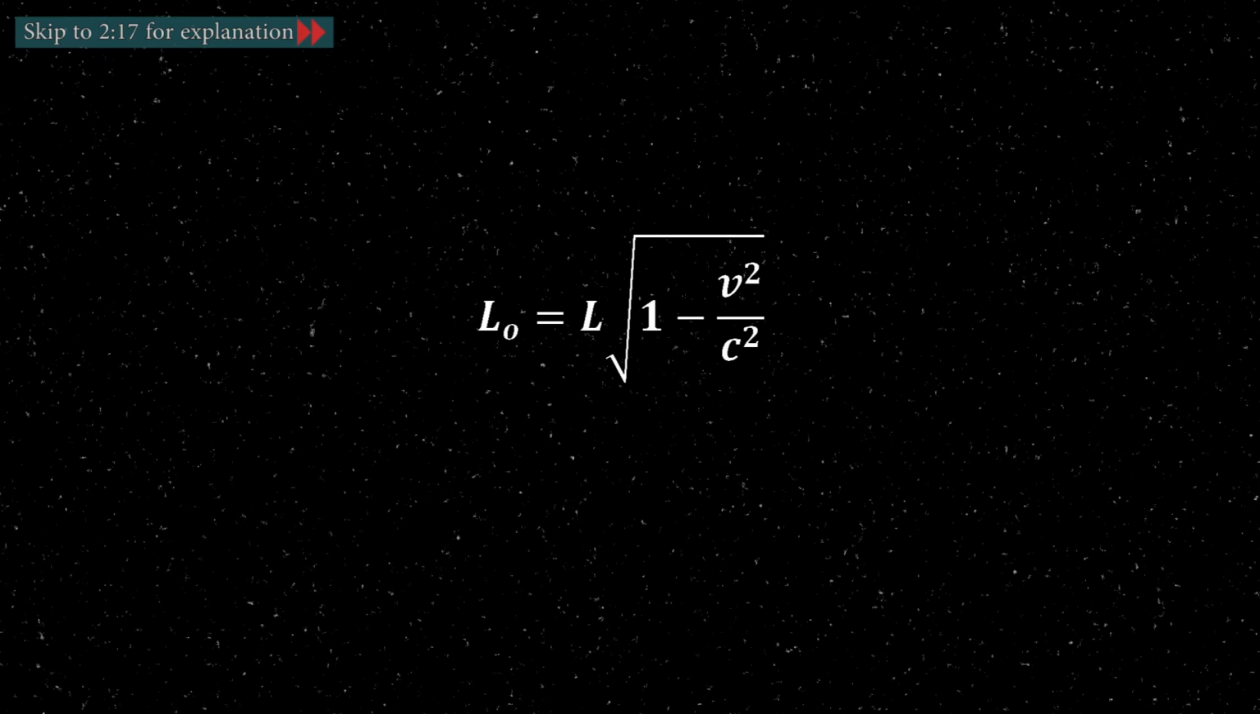It shows how much the length of an object shrinks that is located in a moving frame of reference, in which L sub O is the observed length and L is the actual or own length. The other thing we will derive is a formula to convert the distance to an event in one frame of reference to the distance to that same event in another moving frame of reference, and vice versa.